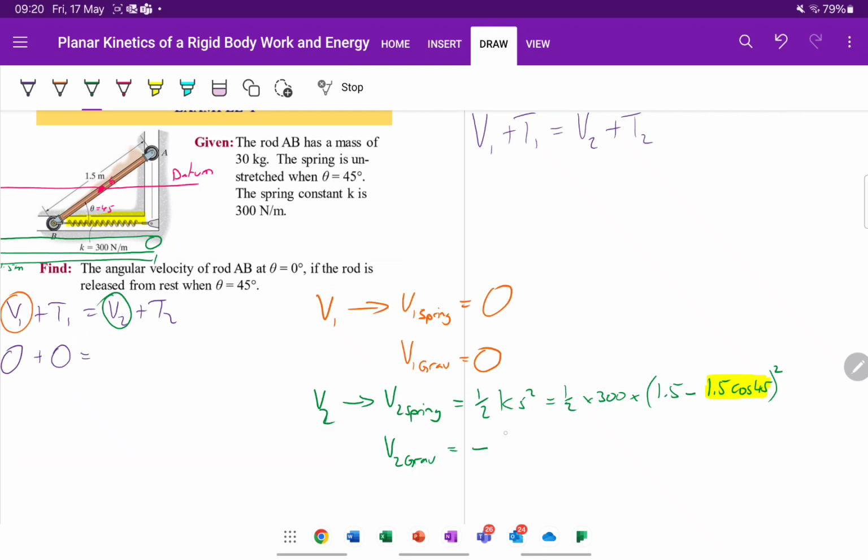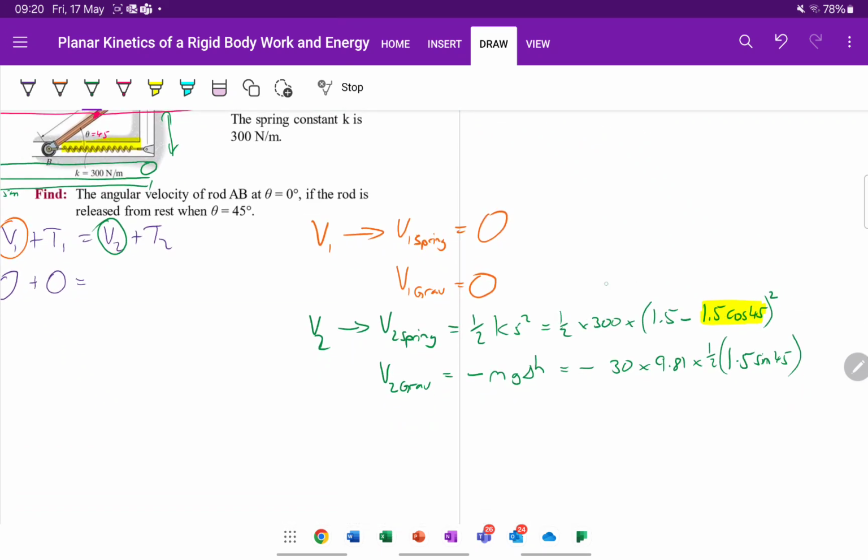It's going to be mass times gravity times change in height, so mg delta h. So minus the mass of 30, gravity is 9.81, and my change in height is going to be the change in height of G, which I've just sketched on my diagram. The full height of the triangle is 1.5 sine 45, and we only want half of it because we're going to G, so it's going to be a half times 1.5 sine 45.